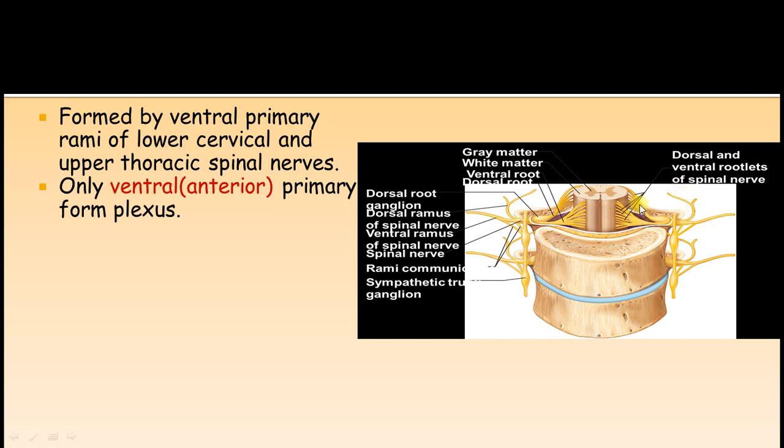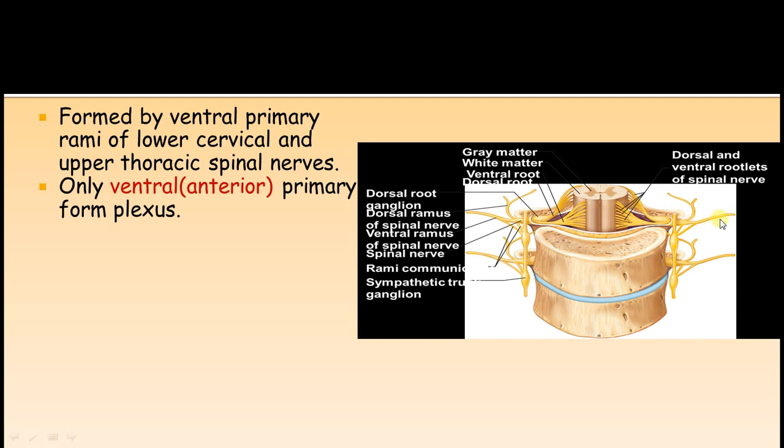Okay, so this is the ventral and dorsal root, whereas this is the ventral primary rami and that is the dorsal primary rami. Now only the ventral primary rami is involved in the formation of the plexus. I repeat, only the ventral primary rami is actually involved in the plexus. The ventral primary rami can also be called the anterior primary rami.